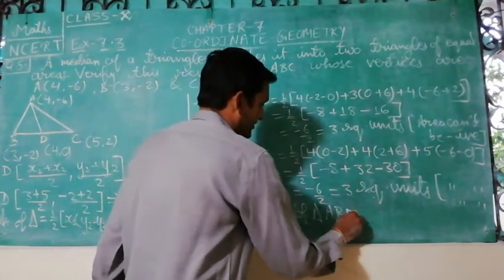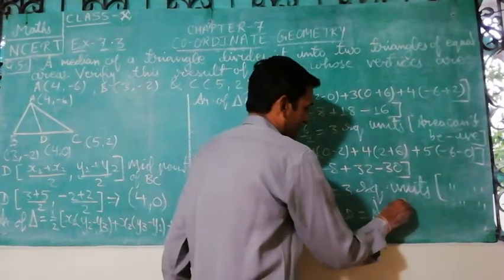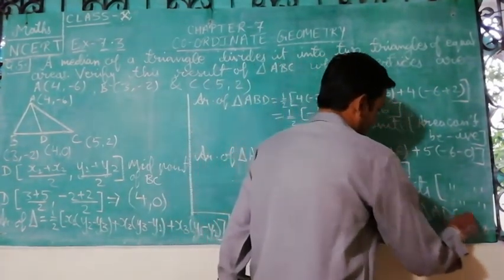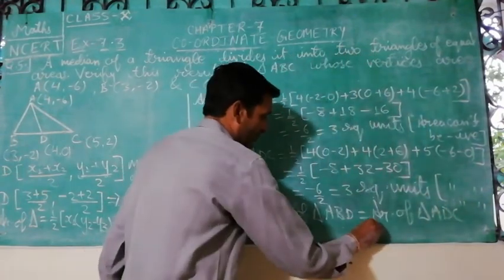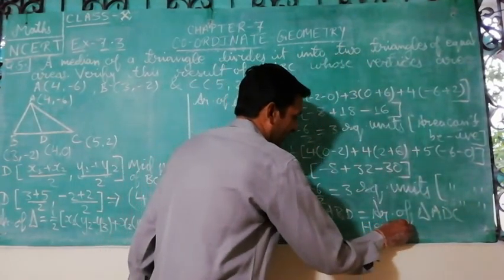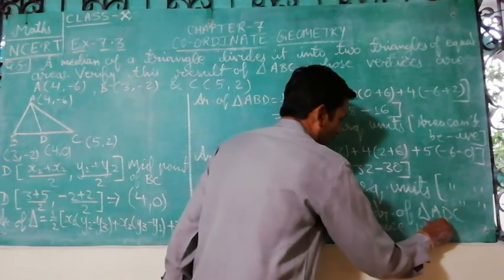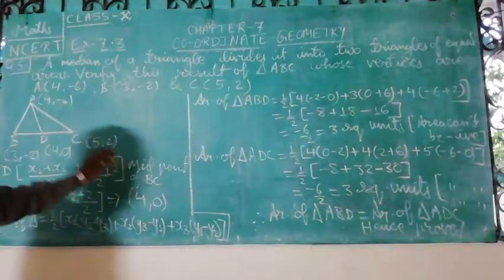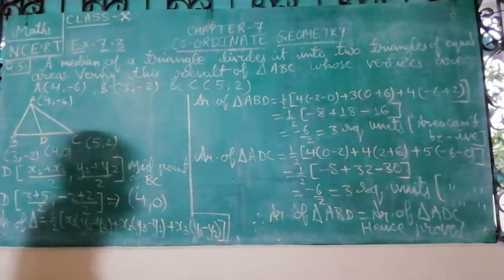So therefore area of triangle ABD is equal to area of triangle ADC. Hence proved. This only we wanted to prove, that median divides the triangle into two equal parts, or areas of those two parts will be equal.